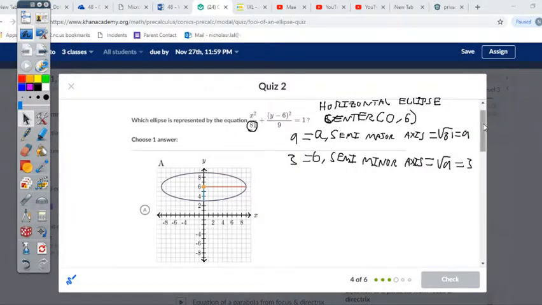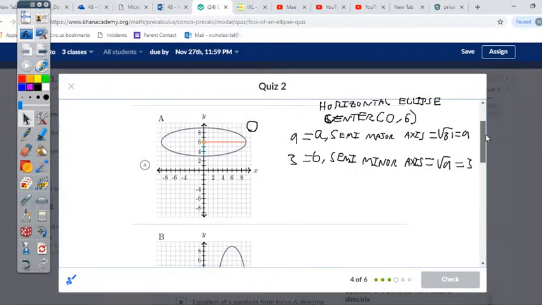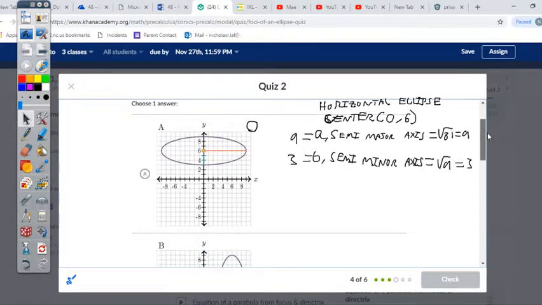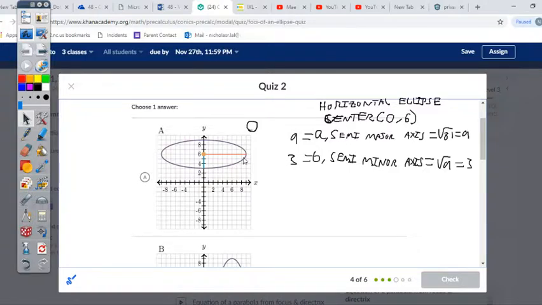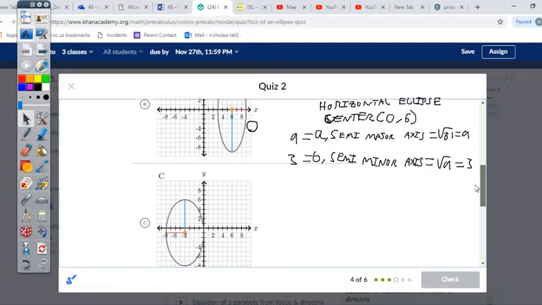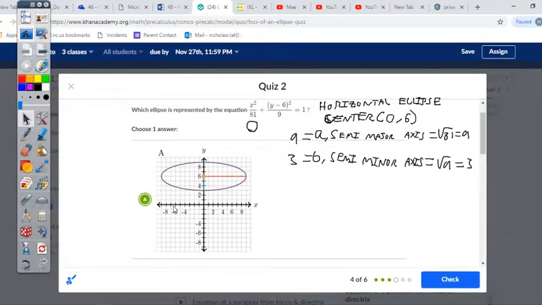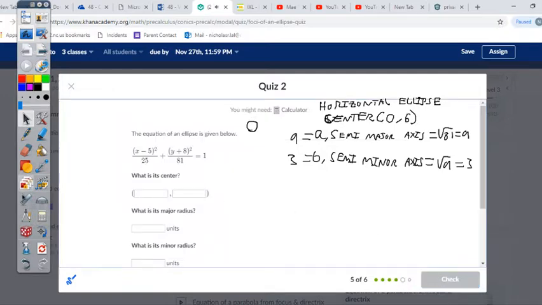So, center at (0, 6). Are there any other centers at (0, 6)? No, there aren't. So right away, it's going to be answer choice A. This is going to have a length of 9, and a length of 3.